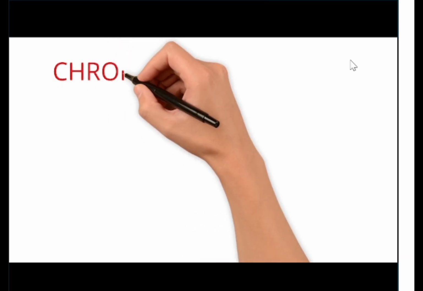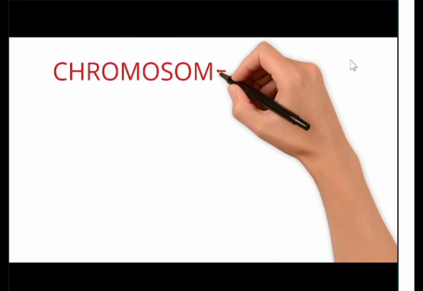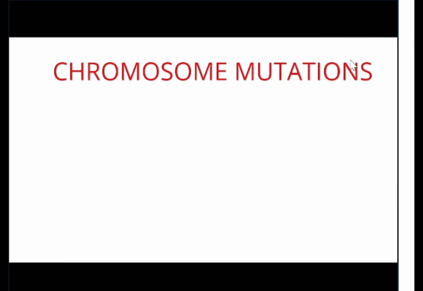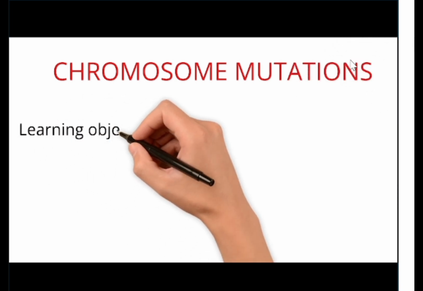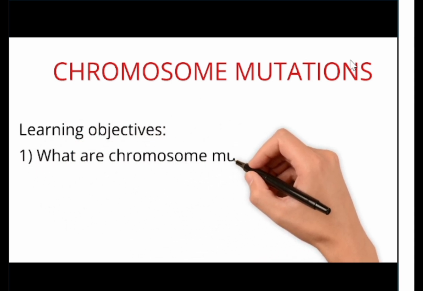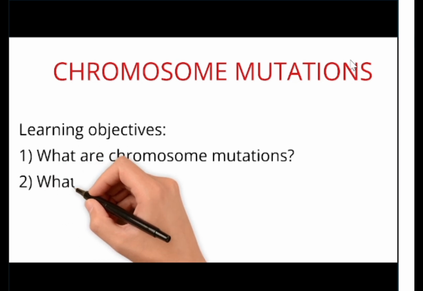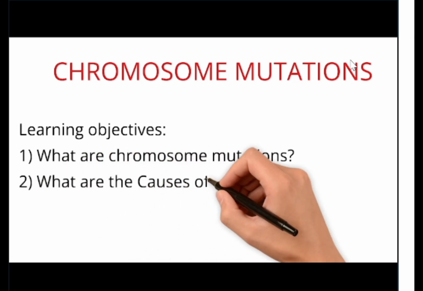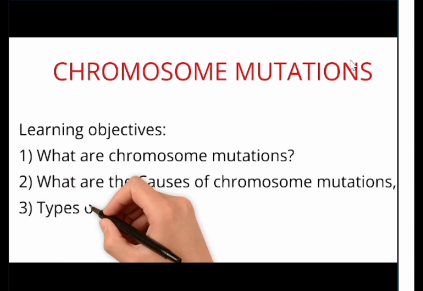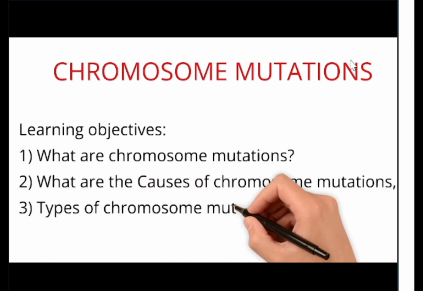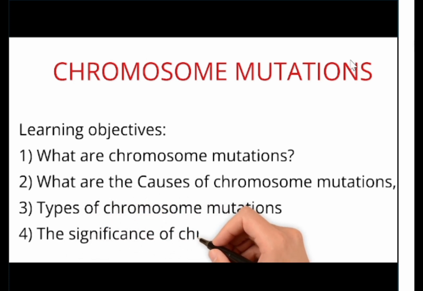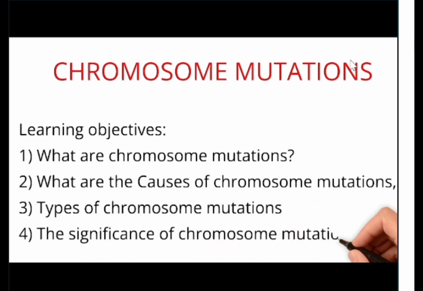Hi, in this video, we are going to be looking at chromosome mutations. All right. So, at the end of this video, you're going to learn the following. You will know what chromosome mutations are and what the causes of chromosome mutations are. You will also learn the types of chromosome mutations, and at the same time, you're going to learn the significance of chromosome mutations in the organisms in which they occur. So, right on, hop in.